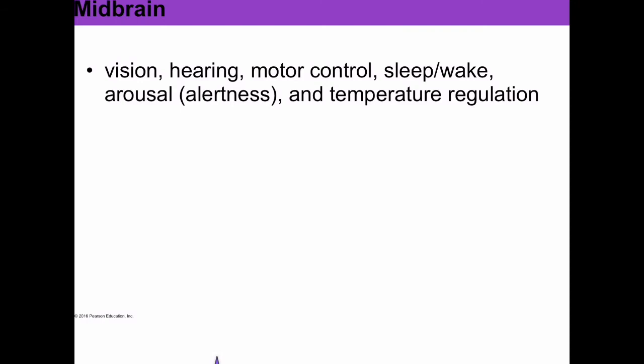Okay, so the midbrain. Vision, hearing, motor control. It also can control some of the sleep-wake cycle, and the arousal, how awake and paying attention are you, part of the cycle. It also does basic stuff like temperature regulation.